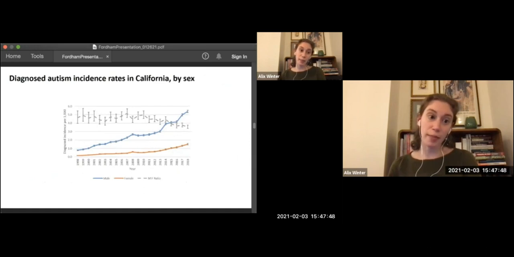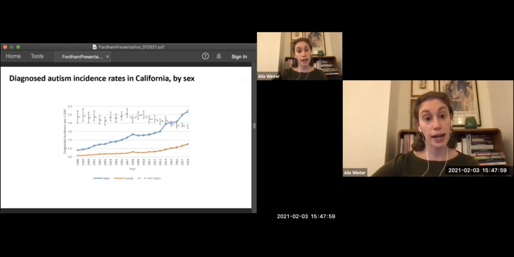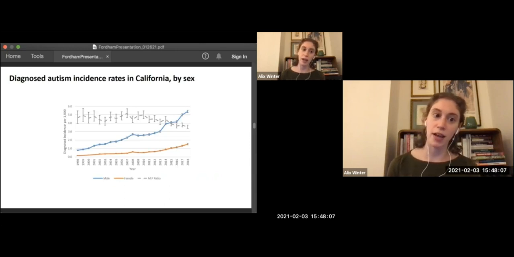So it's well established that autism diagnosis is more common among boys than among girls. And that's what we see here. Incidence, though, has continued to rise for both boys and girls. And there's been just a small decline in the male to female ratio, or the ratio of the male incidence rate to the female incidence rate, with a ratio of about 3.6 in 2018.